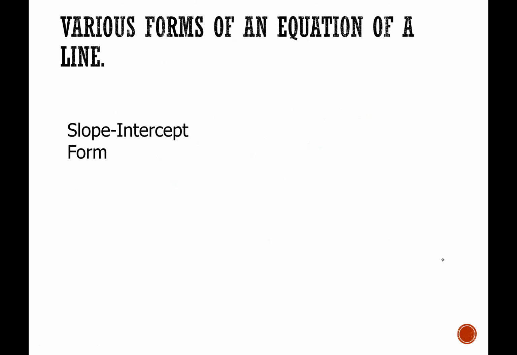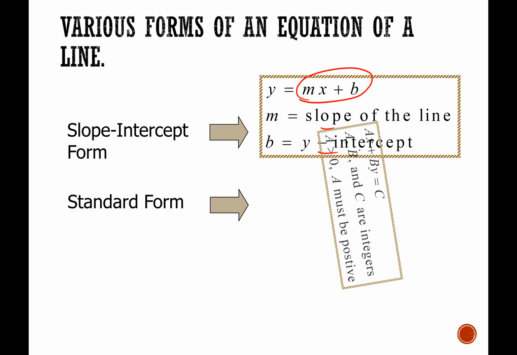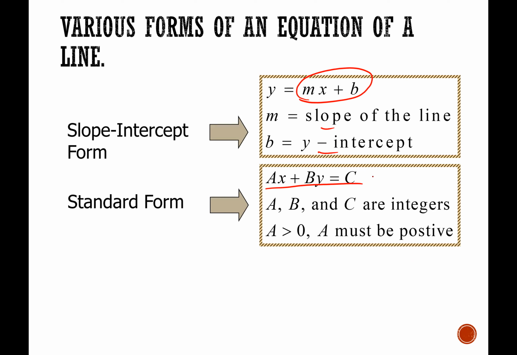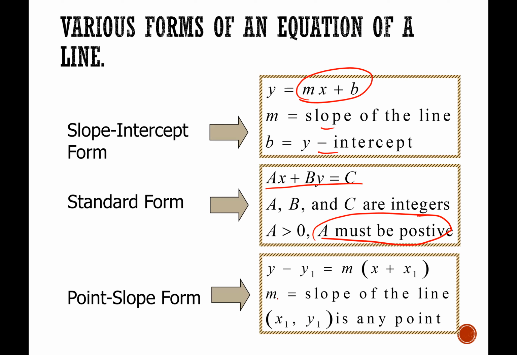Now let's look at the forms of the equation of the line. Slope-intercept form, given slope and y-intercept. And we have a standard form, Ax plus By equals C, right? A, B, and C are integers. And A is greater than 0, A must be positive. And then the point-slope formula, we already learned this. Given a slope, given a point, the point-slope formula is the most convenient way to get an equation of the line.